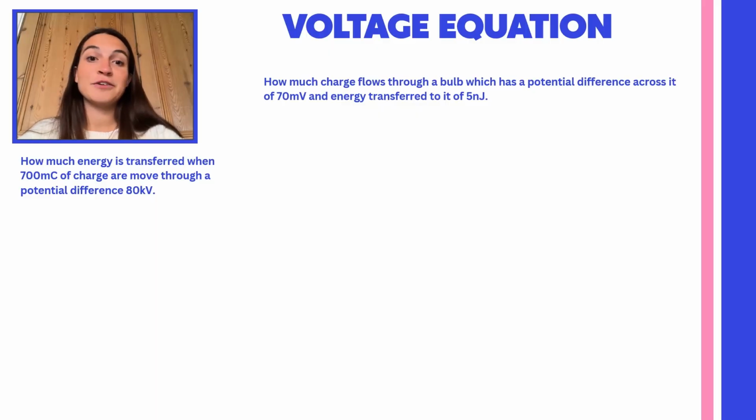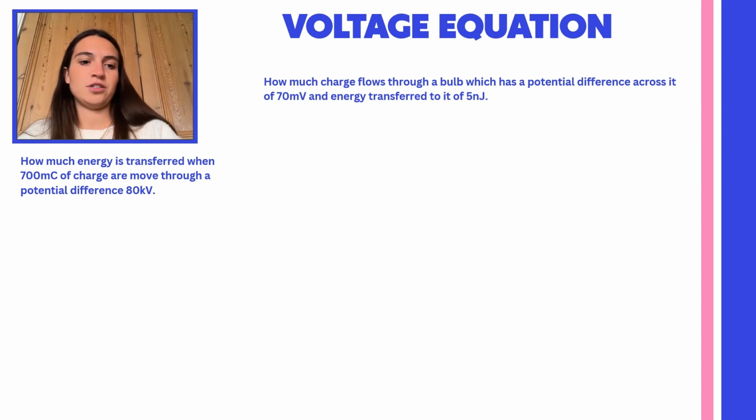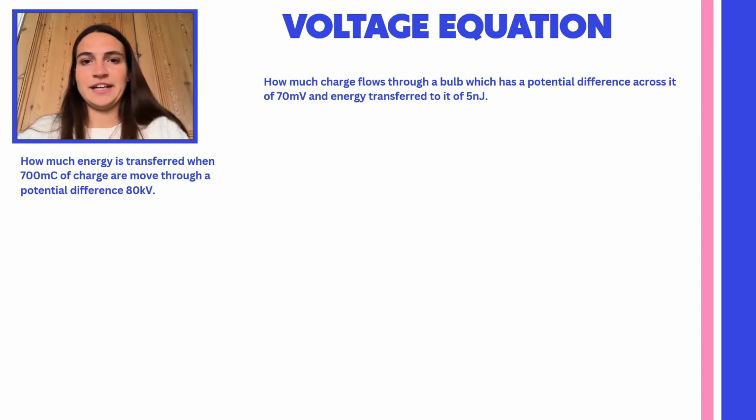If you're ready, let's dive in. Okay, so for this first question, we have: how much energy is transferred when 700 millicoulombs of charge move through a potential difference of 80 kilovolts? Remember, potential difference is just another word for voltage.